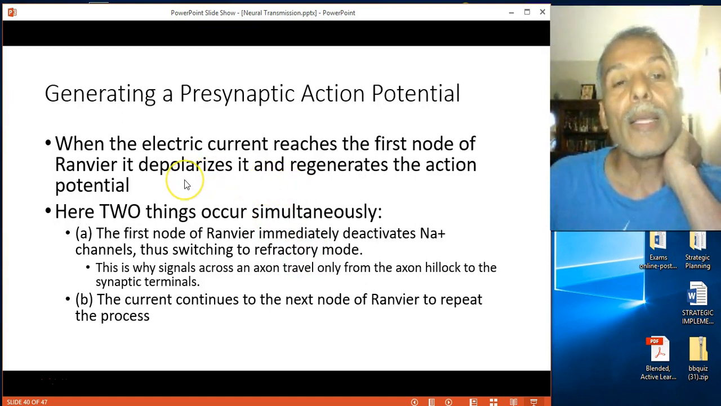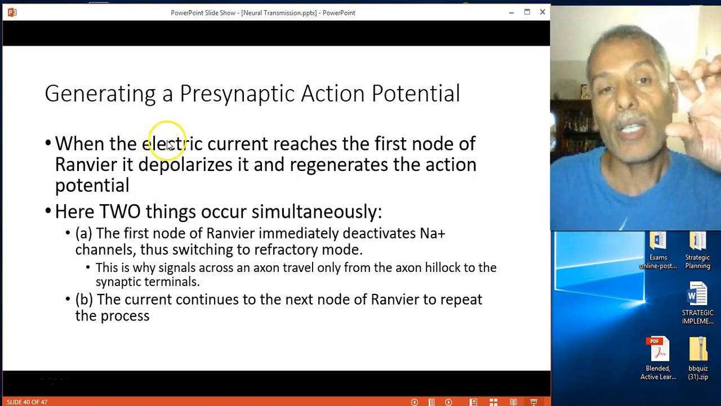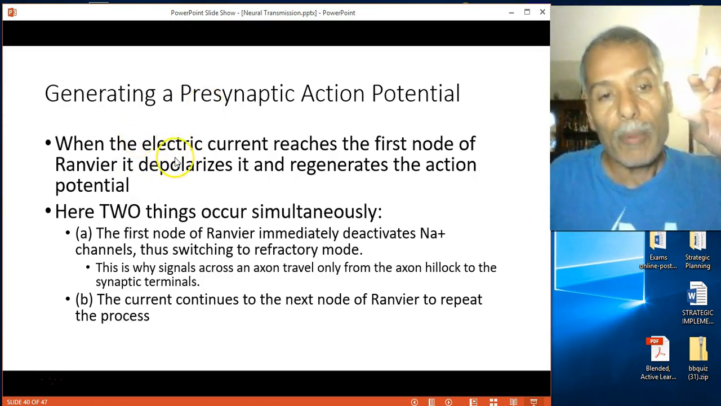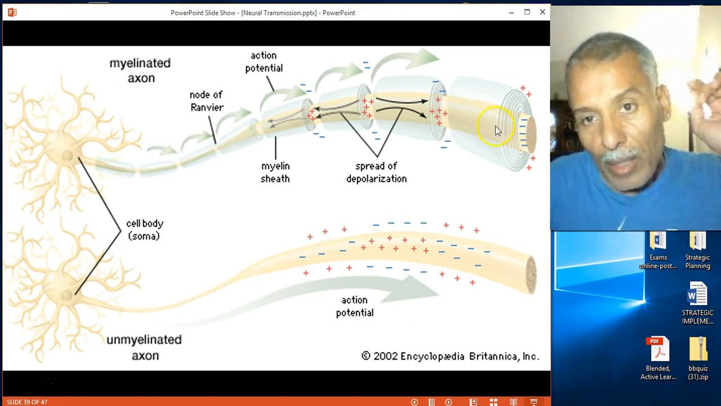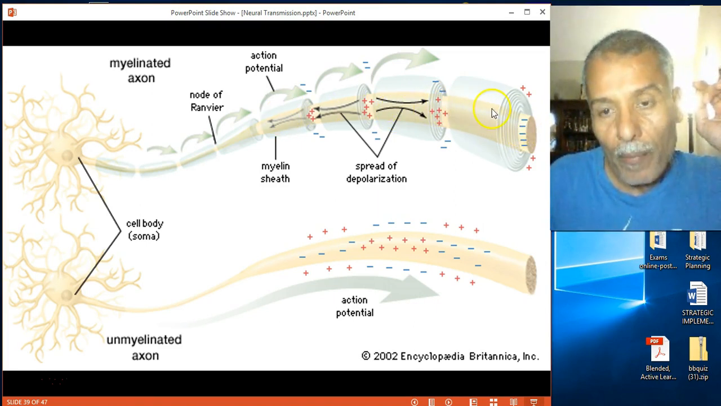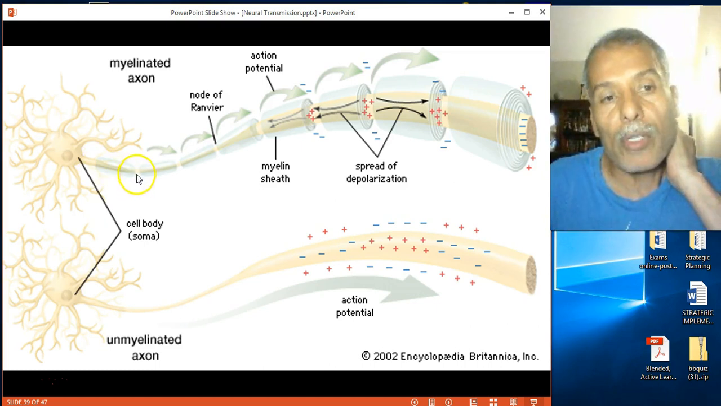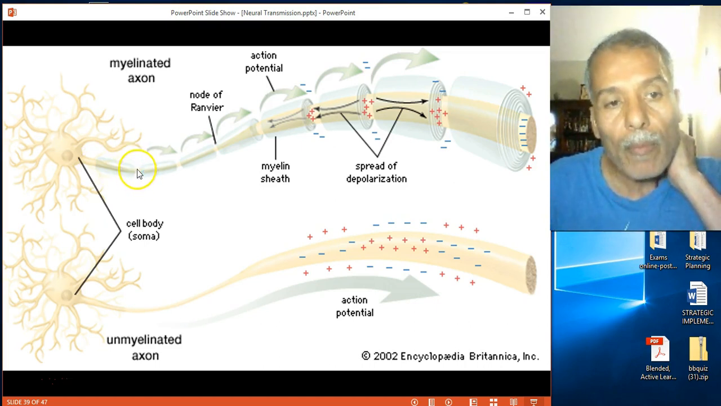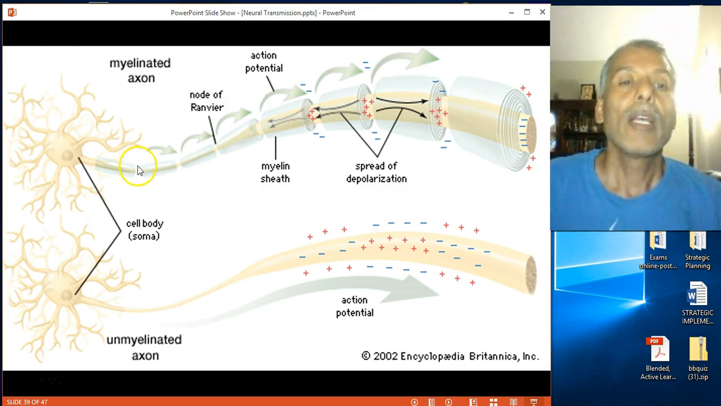So the action potential is generated in the axon hillock. Let me go back to it. It's going to flow through the axon. Again, you could see the axon beneath the insulation. So the signal is going to flow through until it reaches the first node of Ranvier, because there are no sodium channels before that.